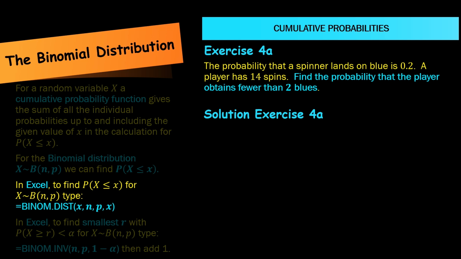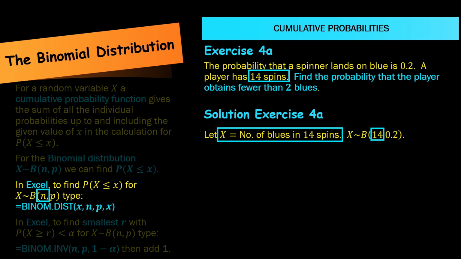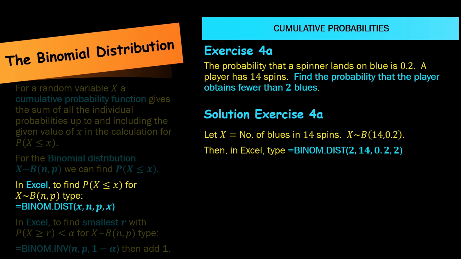So let's solve this. We set up the problem first, so let x equal the number of blues in 14 spins. Therefore x is distributed binomially with n equal to 14 and p equal to 0.2. So in Excel we type equals binom.dist open bracket x equal to 2, n equal to 14, and p equal to 0.2, with commas separating the figures. And so from Excel we obtain that the probability of x less than or equal to 2 is 0.44805.